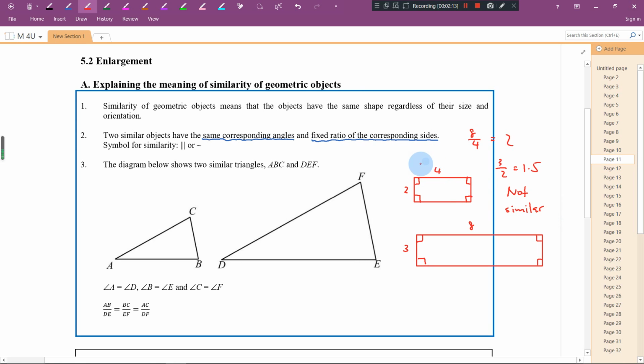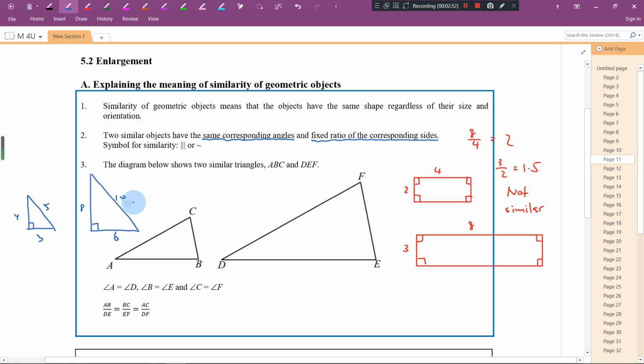Okay, how about triangles? Triangles are a little bit special. Let me give you some examples about triangles. If I have a triangle over here, 3, 4, 5, and I have another triangle, let's say here is 6, 8, and 10, I don't have the angles here. I only have the side lengths. Can I determine whether these two triangles are similar or not similar? Yes, we can. For a triangle, if they have one of the properties here, they will automatically have the other property.